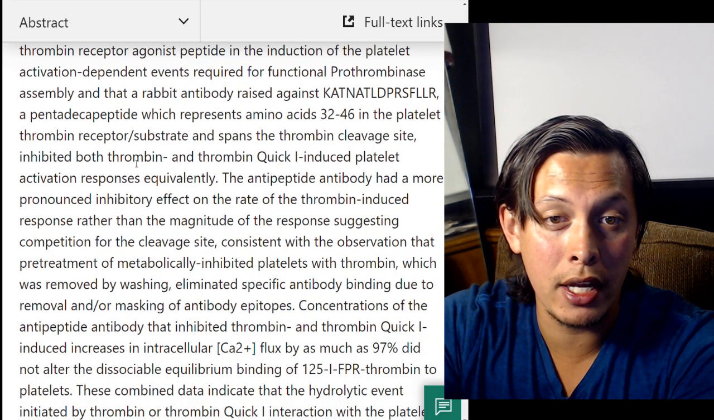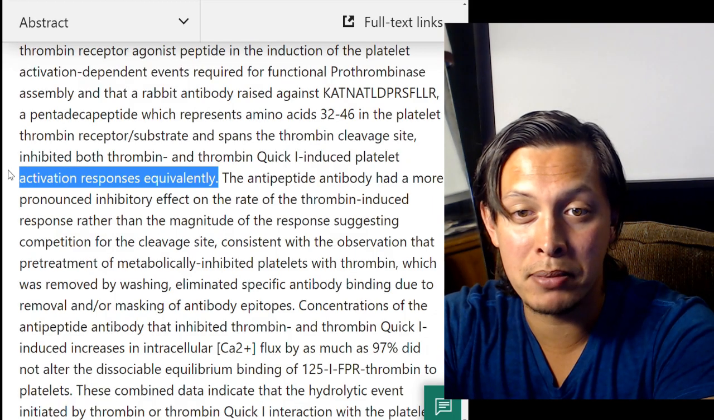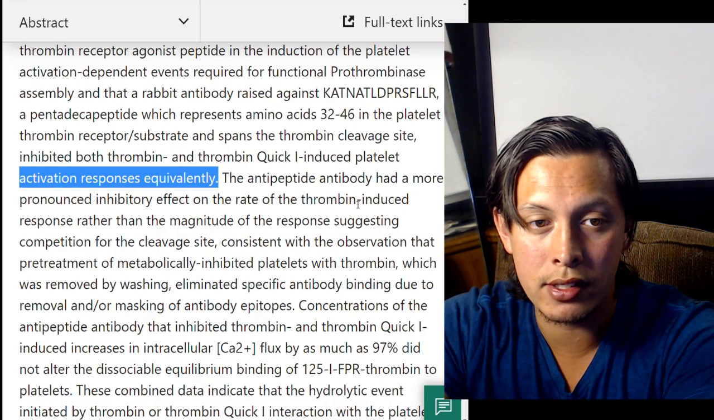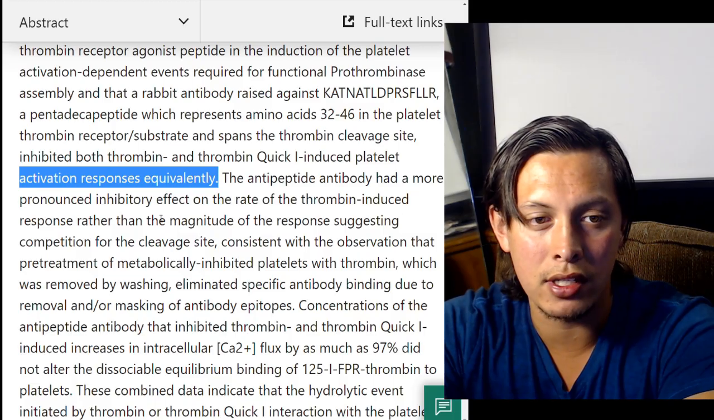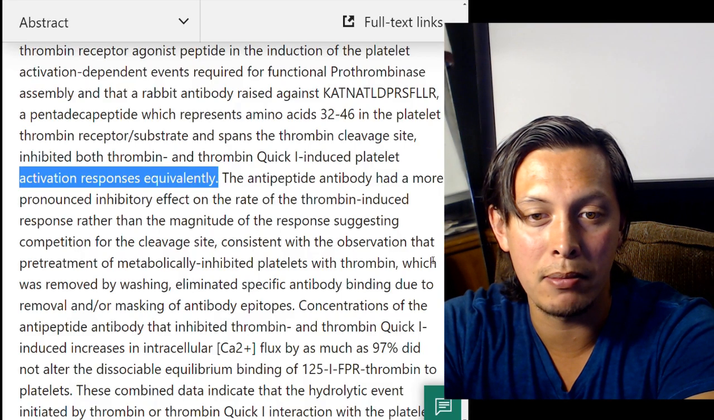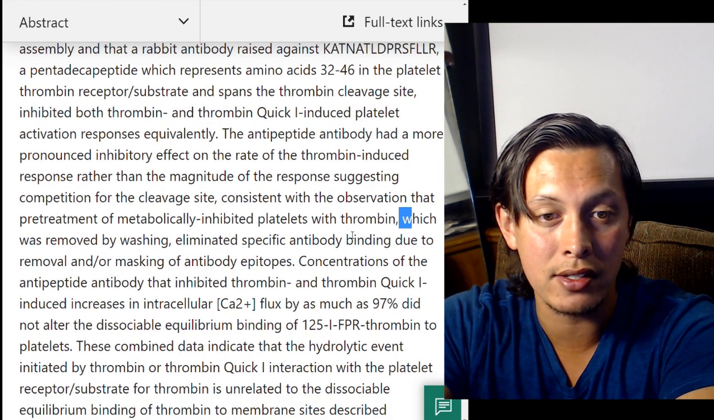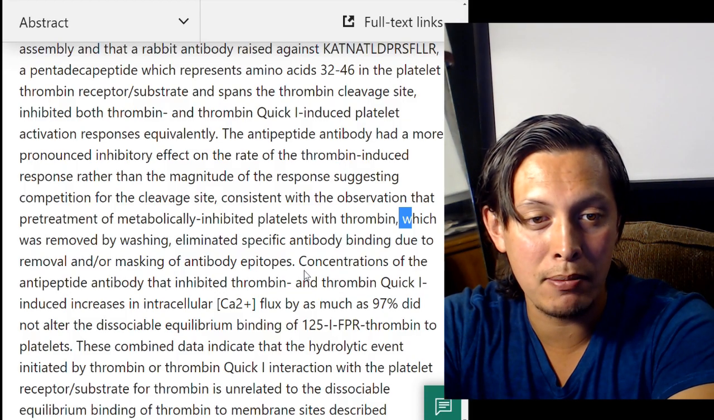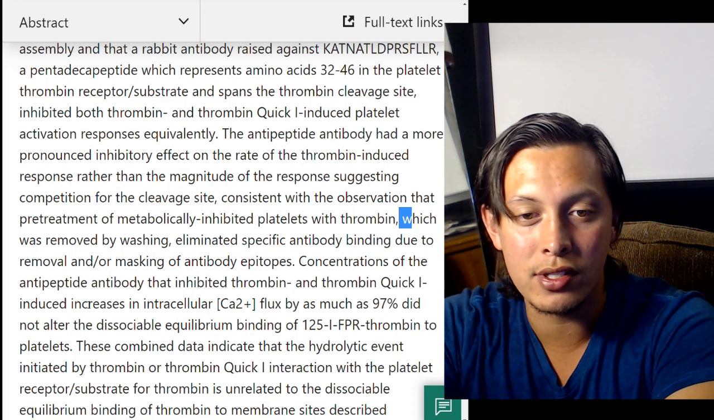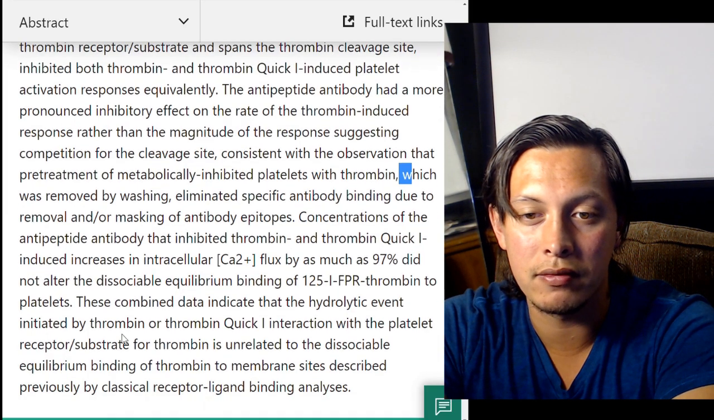So it inhibited both thrombin and thrombin quick 1 induced platelet activation responses equivalently. The antipeptide antibody had a more pronounced inhibitory effect on the rate of the thrombin-induced response rather than the magnitude of the response, suggesting competition for the cleavage site, consistent with the observation that pretreatment of metabolically inhibited platelets with thrombin, which was removed by washing, eliminated specific antibody binding due to removal and/or masking of antibody epitopes. Concentrations of the antipeptide antibody that inhibited thrombin and thrombin quick 1 induced increases in intracellular calcium flux by as much as 97% did not alter the dissociable equilibrium binding of this.